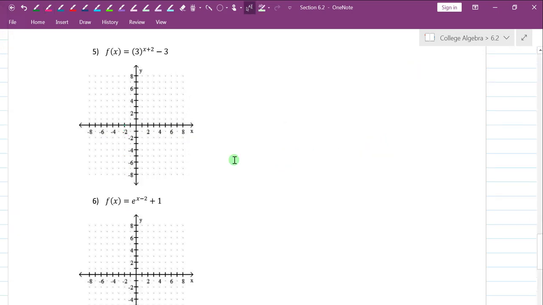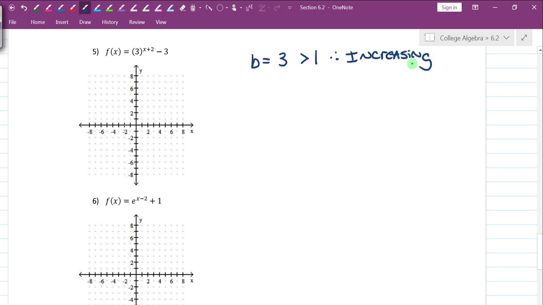Looking at problem number 5. We finally have a shift on the vertical axis and the horizontal axis. So let's do number 1. What is our b equal to? Our b is equal to 3, which is greater than 1. Therefore, increasing. Okay?